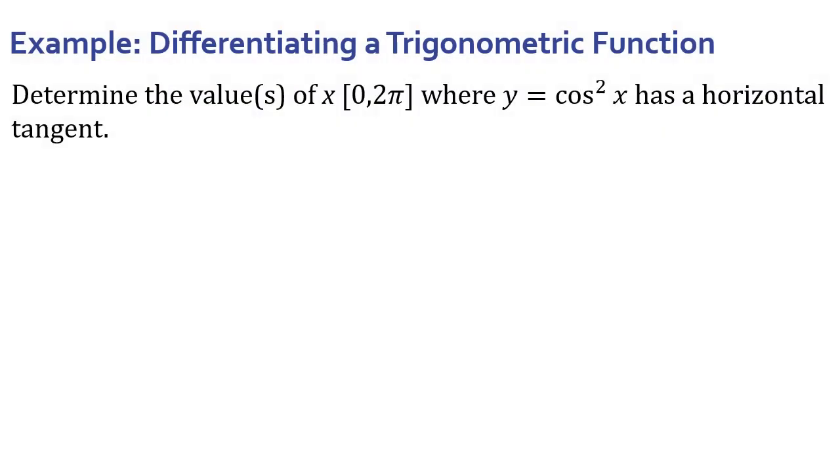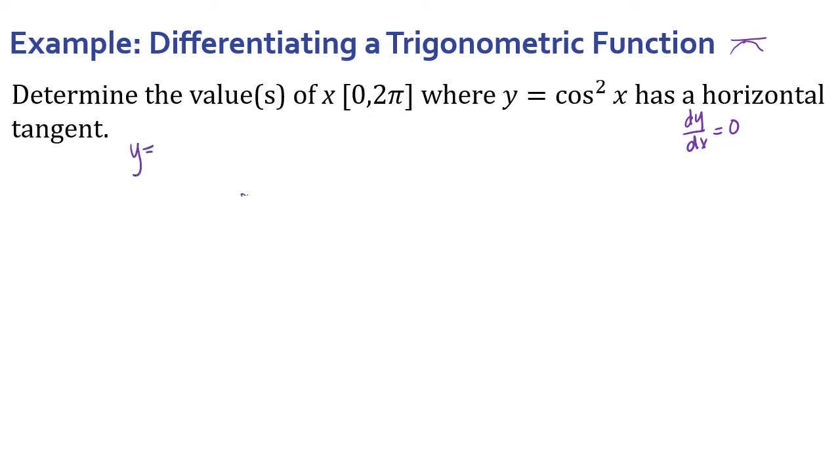Determine the values of x on the interval from 0 to 2 pi, where y equals cosine squared of x has a horizontal tangent. Okay, so remember that a horizontal tangent means that the slope of the tangent line at that point is 0. So I'm trying to figure out where the derivative of this function is equal to 0. So let's first find the derivative function, and then I can set that equal to 0.